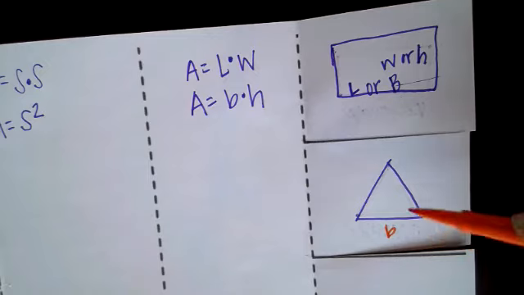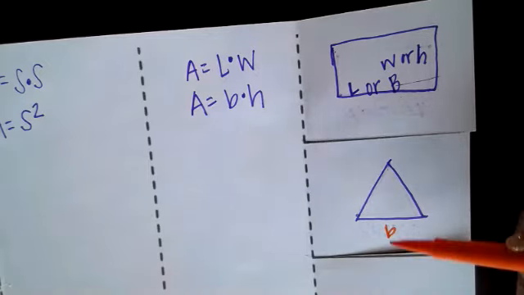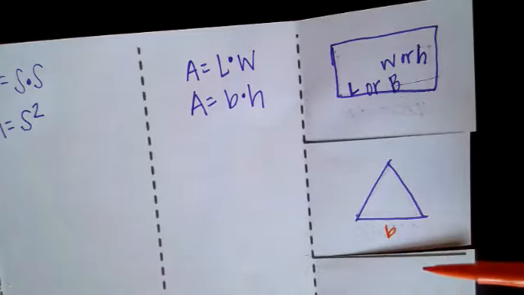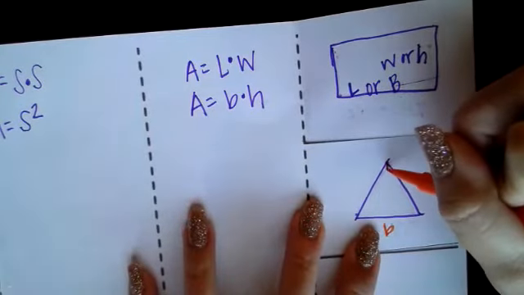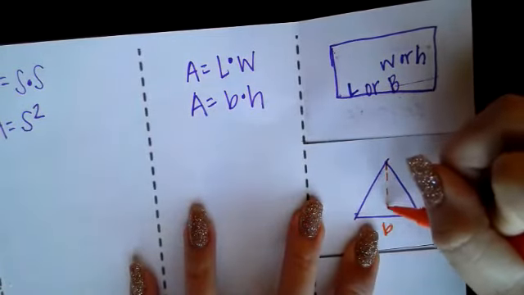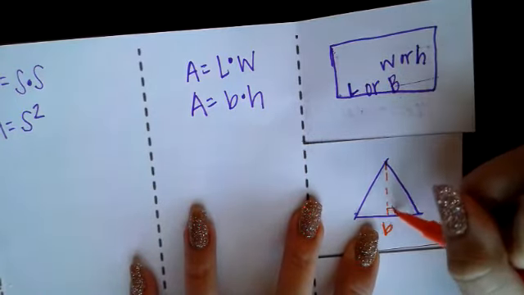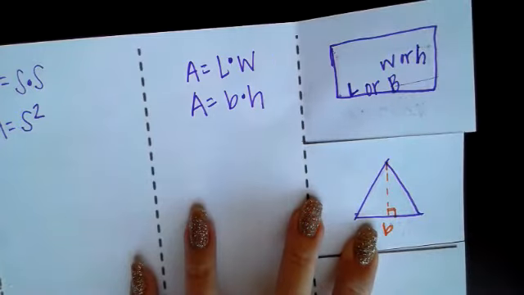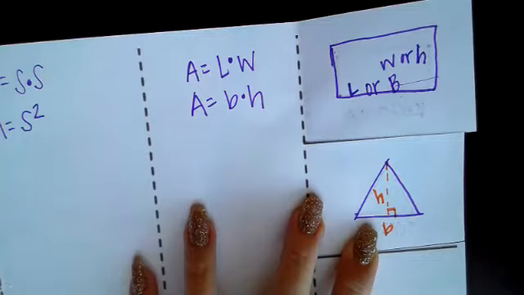And then the height is the distance from the top part of the shape to the bottom part of the shape, or to the base, but it typically makes a perpendicular angle, or a right angle. So in a triangle like this, we're just going to measure from the top point in a straight line all the way down to the base. This should be forming a right angle. And this is the height of the triangle.